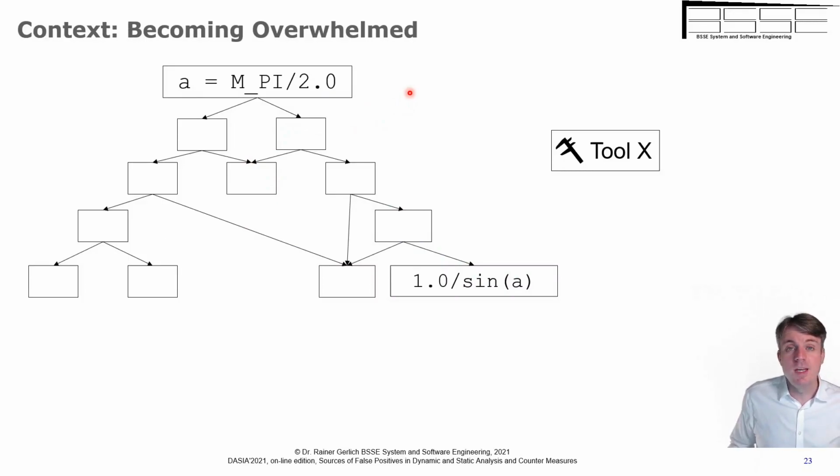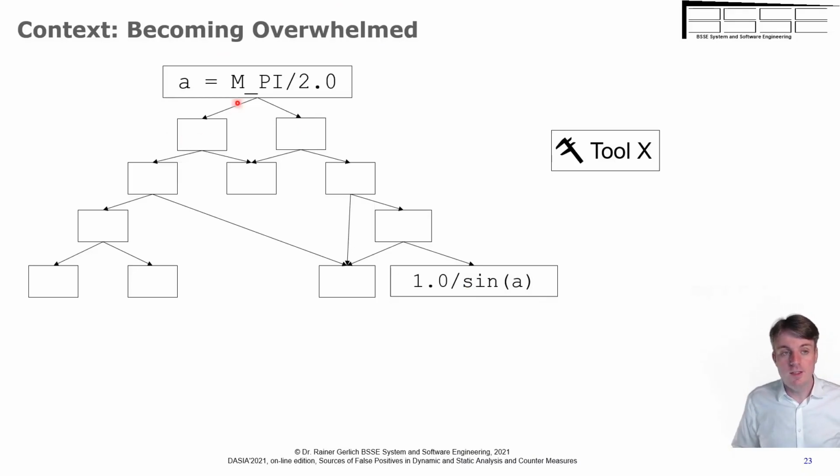So tools may become overwhelmed by context, and we can look at that in this example. Here we have a statement, an assignment that assigns pi over 2 to the variable a. And here we have our call tree, and a might be passed down to the function containing this expression, where a is used as a parameter to the sin here, and then the result is used as a parameter to the division. And now in order to find out that this division cannot lead to a division by 0, we would have to know this context, of course.